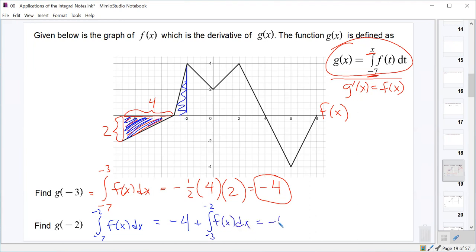So that'll be -4 plus, and this time we're above the x-axis, so that triangle's area will come out to be a positive value. 1/2 of the base, which is from -3 to -2, is 1. And the height, which is from 0 to 4, 4, which gives us -4 plus 2, or -2.